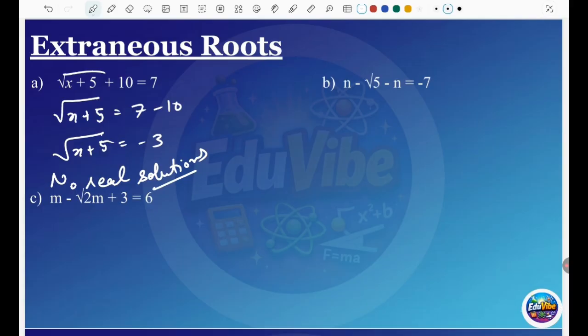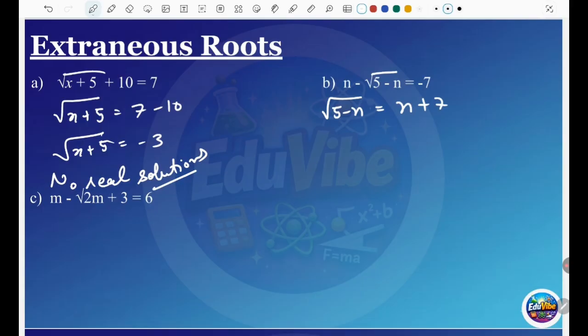But if you have a proper question like this, in this you have n minus root 5 minus n is equal to minus 7. You have to put it in the simplest form. The root can be on one side and other things can be on the other side. This root has a minus, so it goes over there. The root goes over there and becomes positive. And the 7 goes over there.